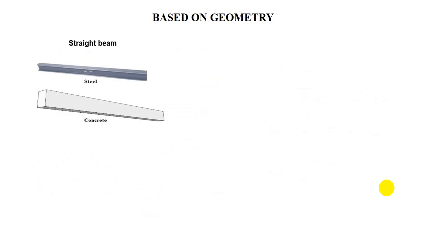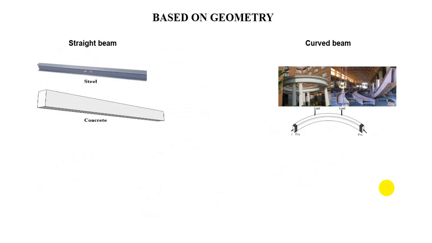Okay, now based on geometry. This is the straight beam, the beam in our building, which is always straight. And this is the curved beam, another type of beam.